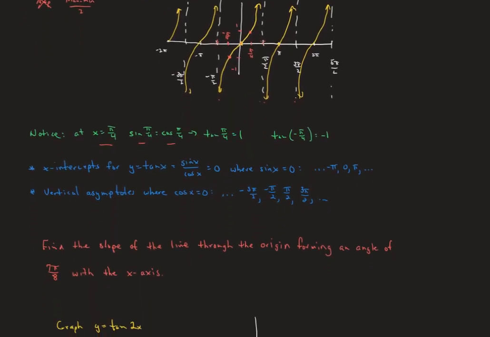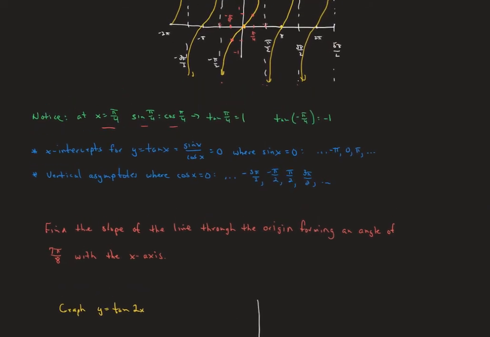Okay. So notice the x-intercepts are going to be where the numerator is 0, which is where sine is 0, and those are going to be multiples of pi. So 0, pi, 2 pi, negative pi, and so on are going to be where the tangent curve has an x-intercept. The vertical asymptotes are going to be at the odd multiples of pi over 2. That's where the denominator is going to be 0. And cosine is 0 at pi over 2, 3 pi over 2, 5 pi over 2, and negative pi over 2, negative 3 pi over 2, negative 5 pi over 2, and so on.